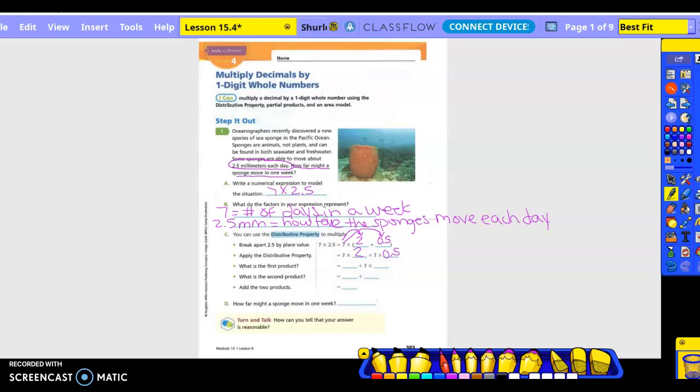So then, what is 7 times 2? 14. And then you'd still take 7 times 5/10. So you'd have 14 plus, what is 7 times 5? 35. But then you have a decimal point, so you have to represent that. So it'd be 3.5. So 14 plus 3.5 is 17.5. So how far might a sponge move in 1 week? Millimeters. So 17 and 5/10 millimeters.